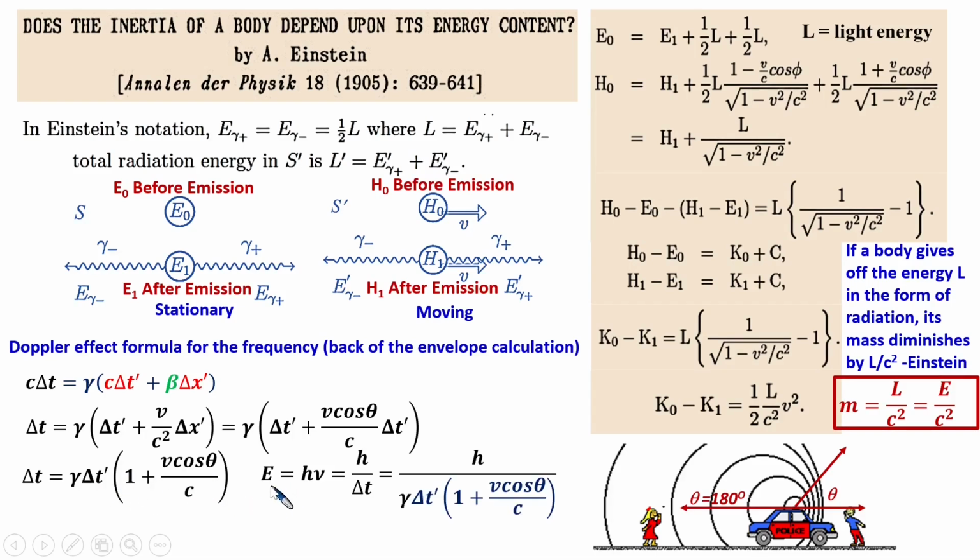But we know that delta t is related to energy. Energy is nothing but h times frequency. Frequency is 1 by delta t. So I substitute this delta t here, and then I get E equal to h by delta t prime, and gamma will come to the numerator here, times 1 plus v cos theta by c. And then h by delta t prime is nothing but h times nu prime in the moving frame, and that is the energy in the moving frame, E prime. So in the moving frame it is 1 plus v cos theta by c, and if suppose theta is 180 degrees, it becomes minus. So this is how one can understand the Doppler effect formula for frequency.